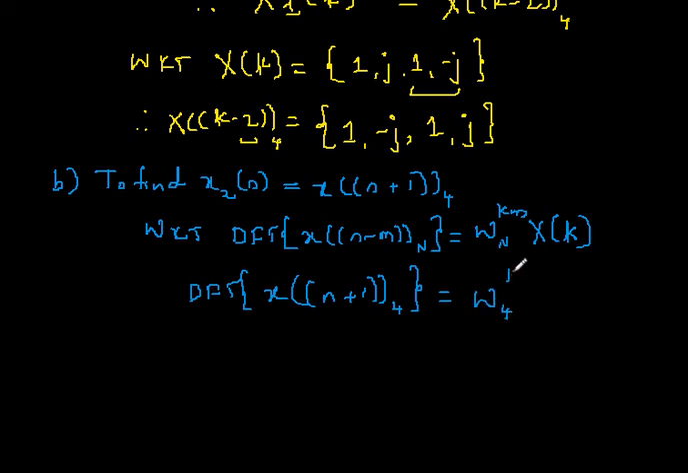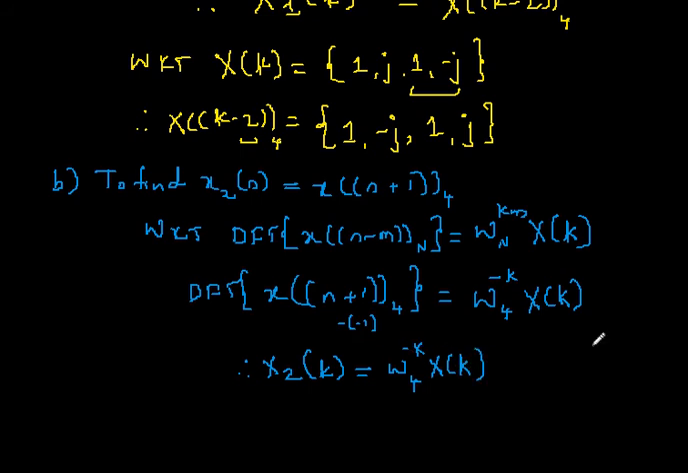So k remains as it is. Now I need to find m. What is m? Here the minus sign is not there, so it must be written as minus of minus 1. Therefore m must be minus 1. Are we getting it? m must be minus 1. So I'll write it as minus k. W4 to the power minus k, X of k. So this is the expression for X2 of k. Now we got it. Therefore, X2 of k is equal to W4 to the power minus k, X of k.